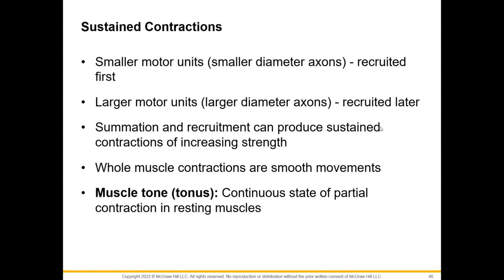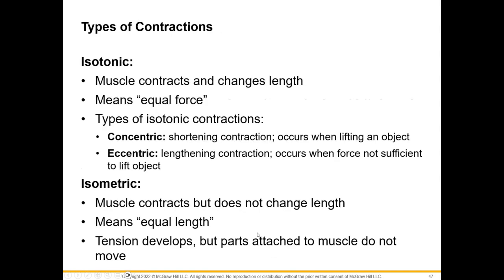Okay, sustained contractions. So smaller motor units, or the smaller diameter axons, are recruited first. The larger motor units with the larger diameter axons are recruited later. Summation and recruitment then can produce sustained contractions of increasing strength. Whole muscle contractions are smooth movements. You may have heard this before, muscle tone or tonus. This is a continuous state of partial contraction in resting muscles. So if we talk about someone being toned, it's because, to some degree, their muscles are in a somewhat steady state of some contraction.